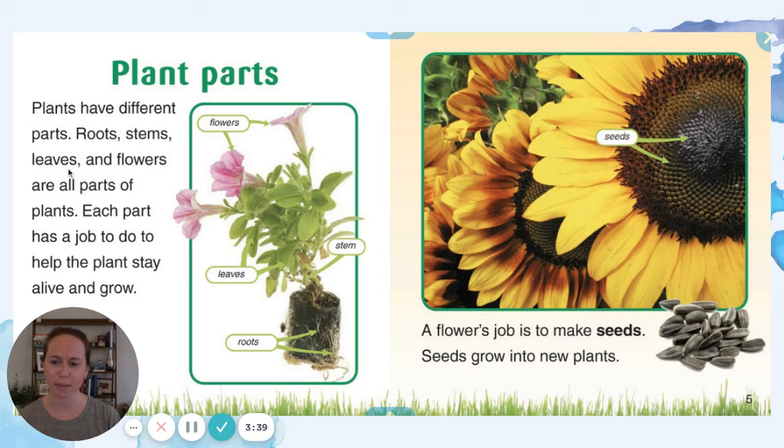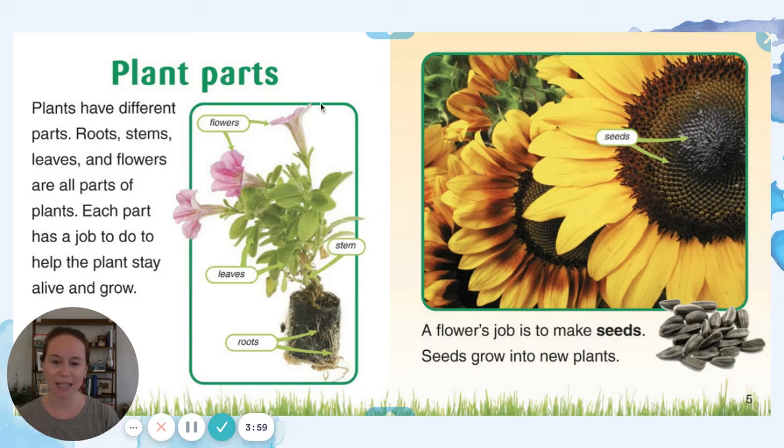It says roots, stems, leaves, and flowers are all parts of plants. But I'm wondering, which parts of the plant are the roots, the stems, the leaves, and the flowers? I'm not sure. If I looked at a plant, I could point out each part. I'm going to see if there's a text feature on this page that can help me.